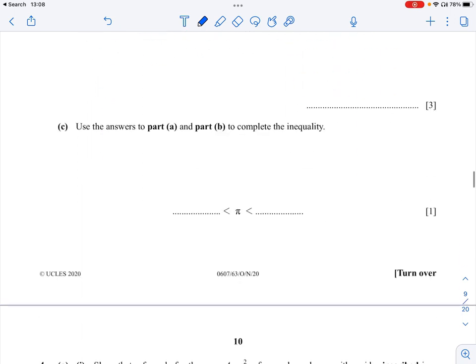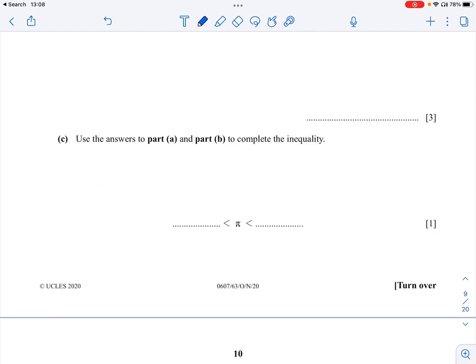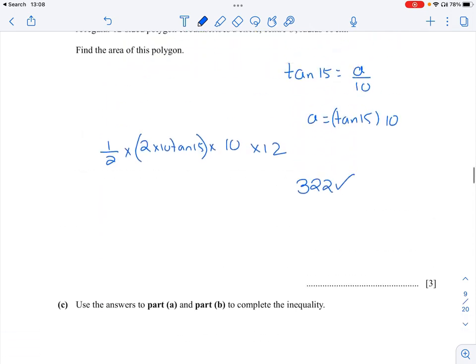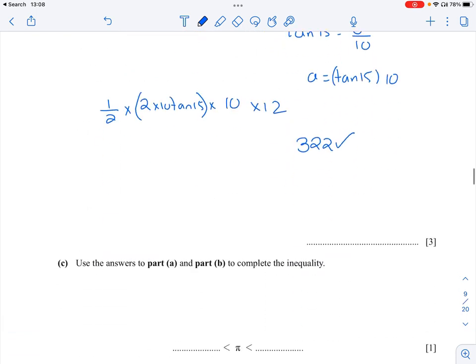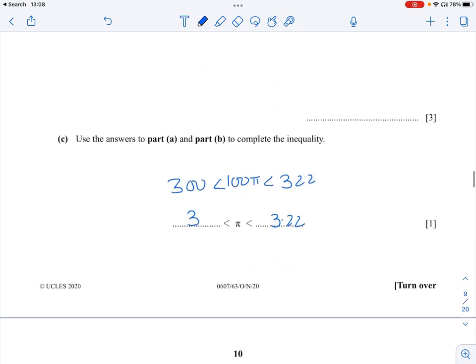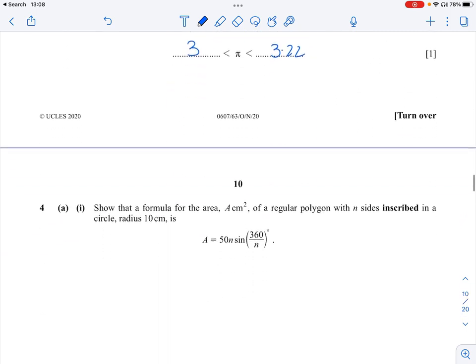That's going to be the area. Now use your answer in part A and part B to complete the statement. So the area of the circle was nothing but what again, 100 pi. This is nothing but what, 322, and this was 300. So divided by 100, 3 pi and 3.22. So see, we can get it out much more closer to the value of pi.